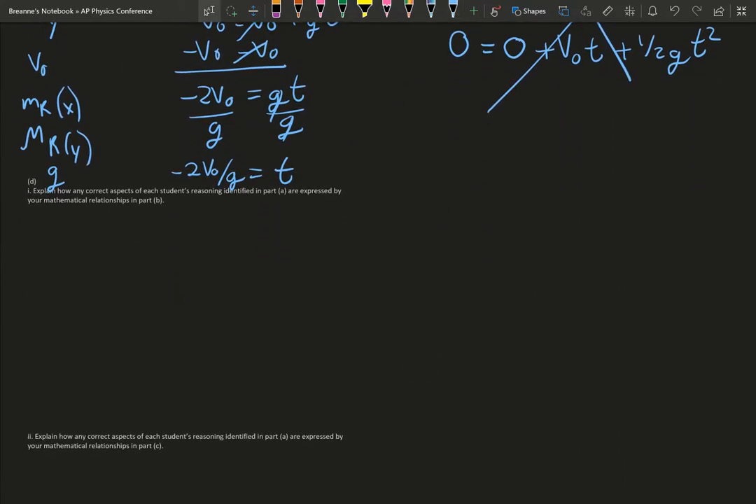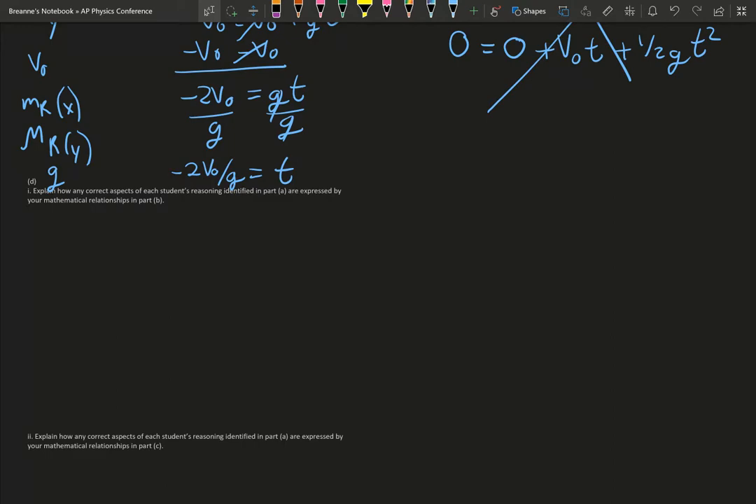So part D says explain how any correct aspect of each student's response identified in part A are expressed by your mathematical expressions. So it's wanting you to look at your answers in part A and talk about how it was proven using your mathematical expressions.